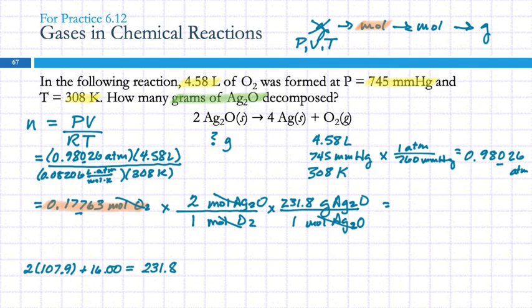And I got 0.17763 times 2 times 231.8, which is 82.349 grams. So that's going to be 82.3 grams of Ag2O that would be decomposed. Any questions?